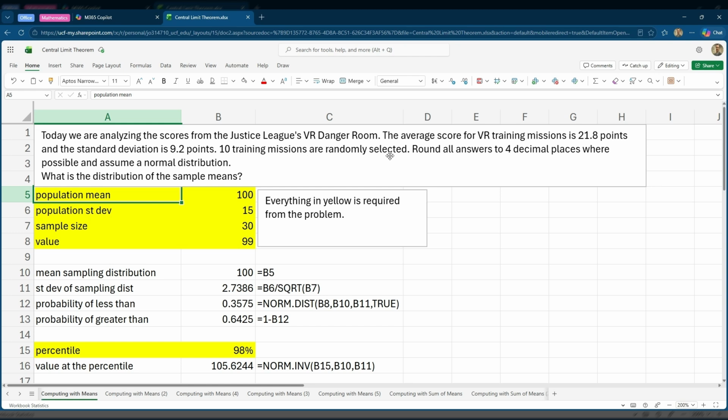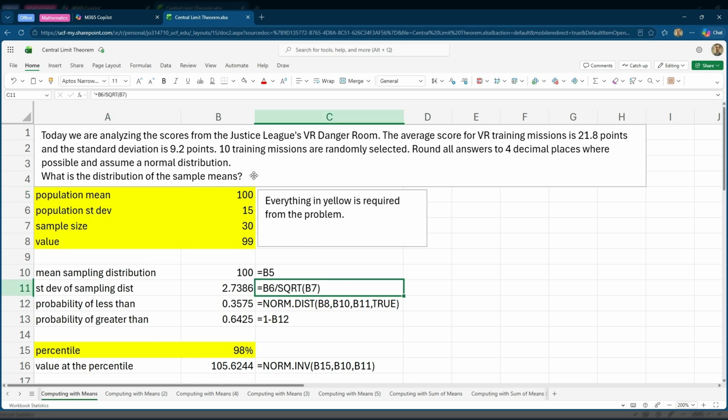10 training missions are randomly selected, super important. Round all answers to 4 decimal places where possible, and assume a normal distribution. What is the distribution of the sample means? I'm going to give a little note right here.